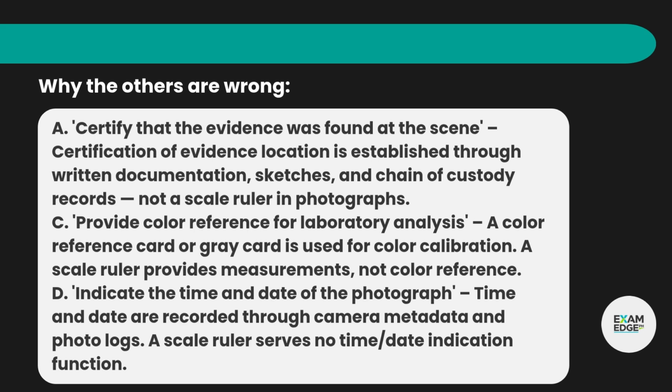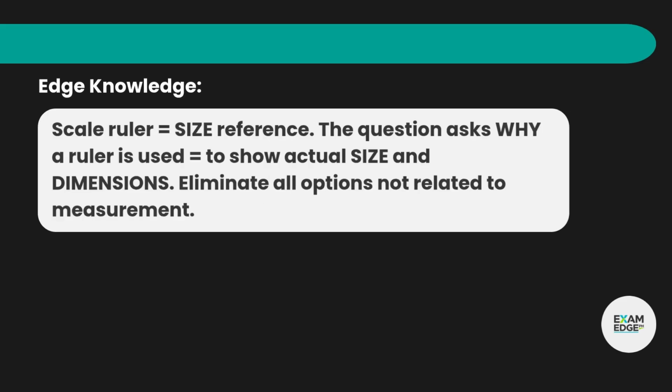D. Indicate the time and date of the photograph. Time and date are recorded through camera metadata and photo logs. A scale ruler serves no time or date indication function. Edge knowledge: scale ruler equals size reference. The question asks why a ruler is used, which equals to show actual size and dimensions. Eliminate all options not related to measurement.